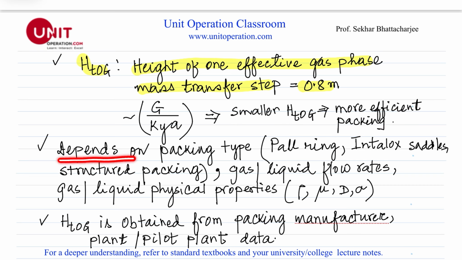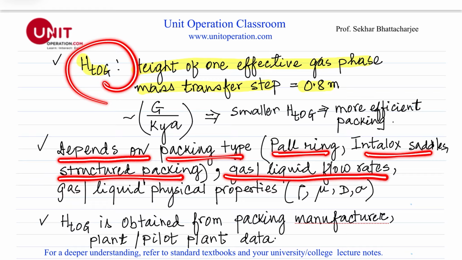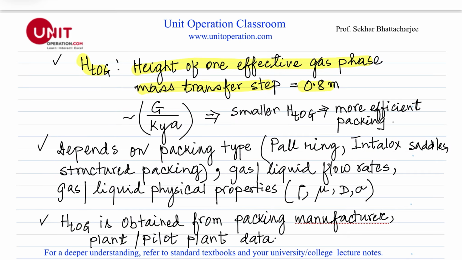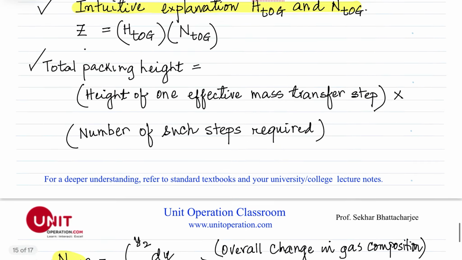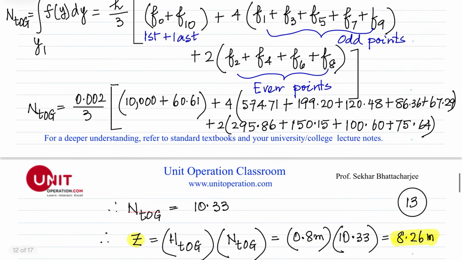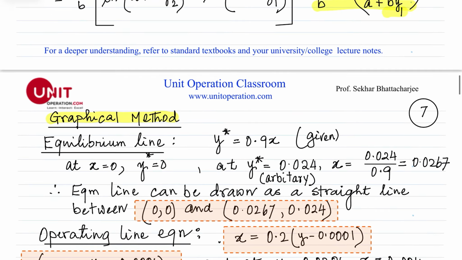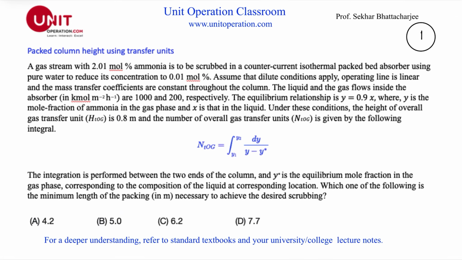This value of HTOG depends on the packing type, what kind of packing we are going to use, gas and liquid flow rates, and gas and liquid physical properties: density, viscosity, diameter, and surface tension. HTOG is normally obtained from packing manufacturers and pilot plant data. That's the overall idea, solution, and notes about this particular problem. So finally, this is my answer.